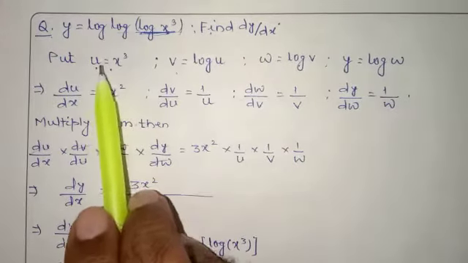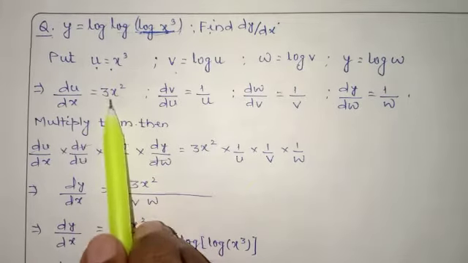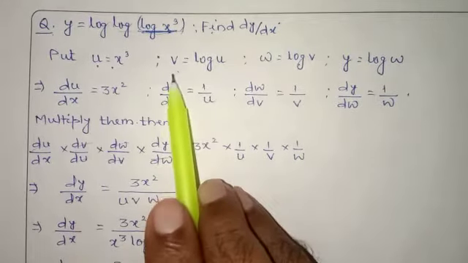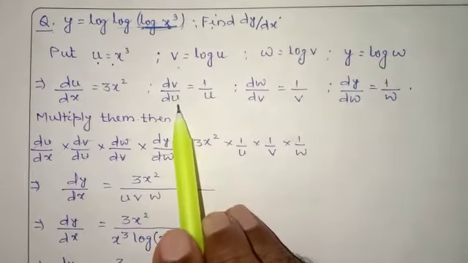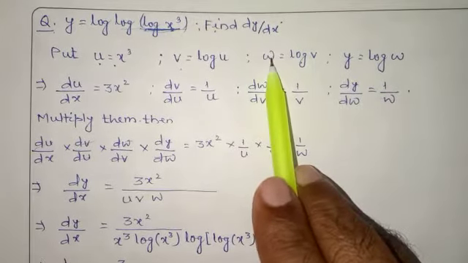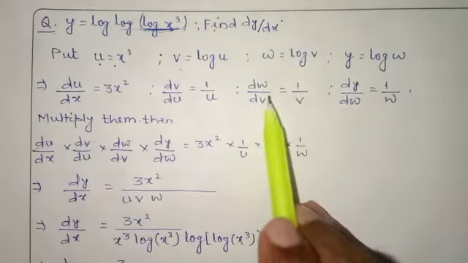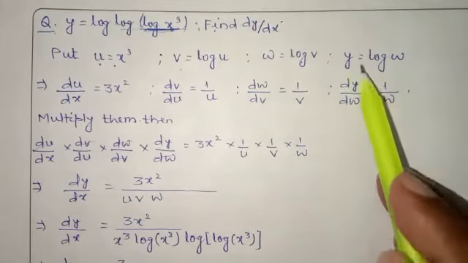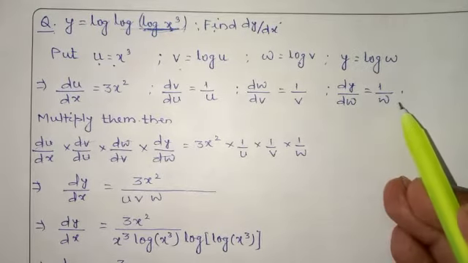See, this is a function of u and x, so du by dx is 3x square. This is a function of v and u, then it is dv by du, which is 1 by u. This is a function of w and v, then dw upon dv is equal to 1 by v. And finally dy upon dw is equal to 1 by w.